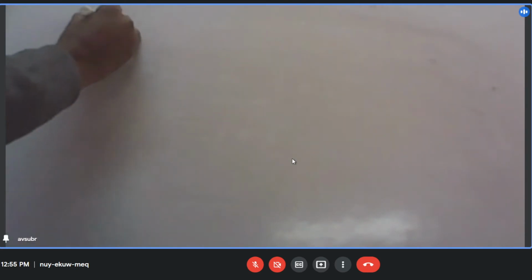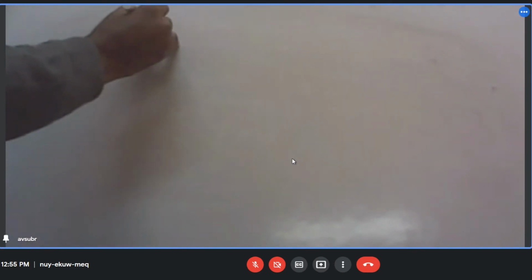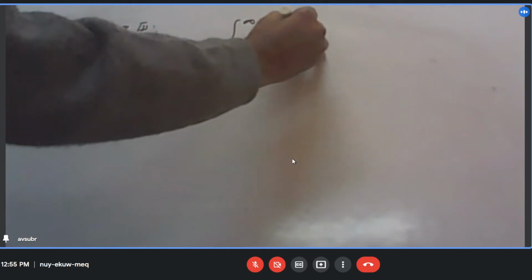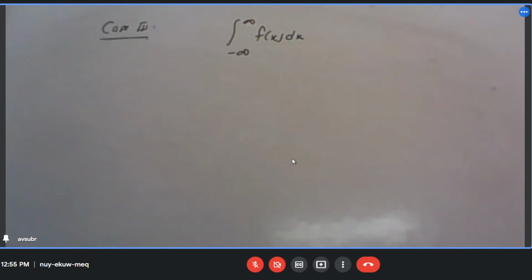Let us take case number 3. Case number 3 is where both the limits are infinite. This is once again an improper integral of the first type. Is it or not?